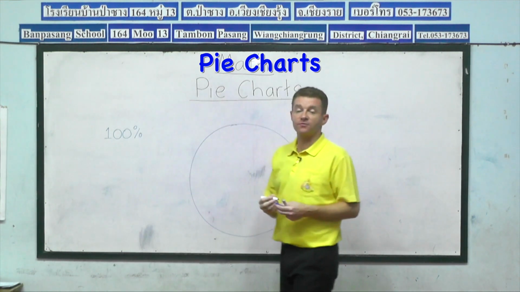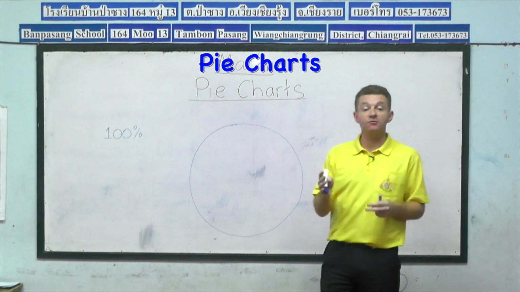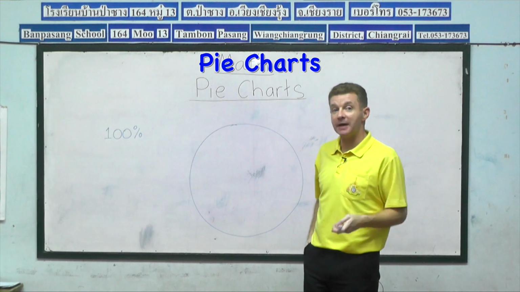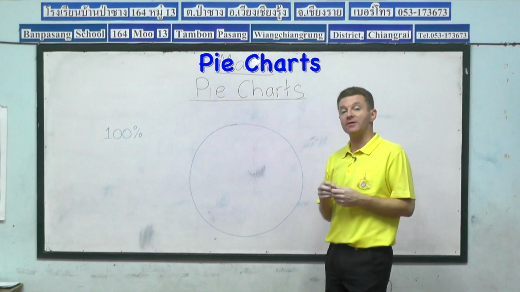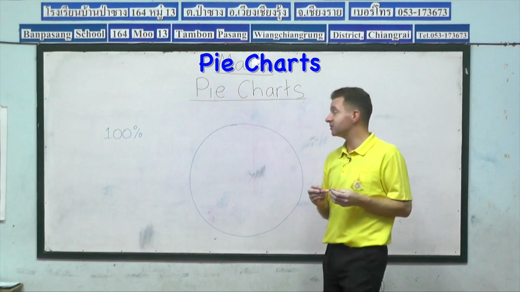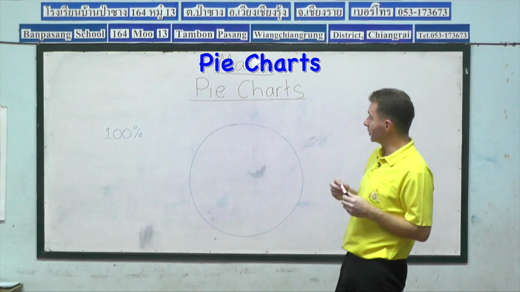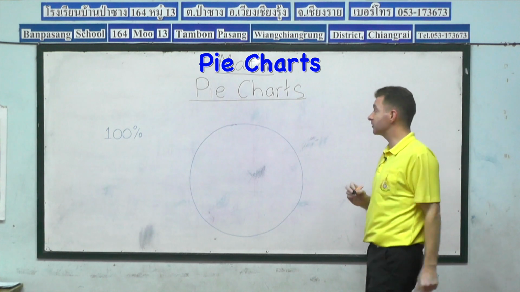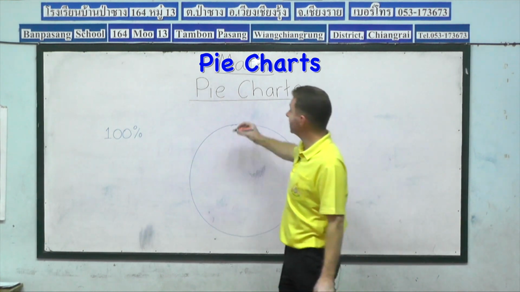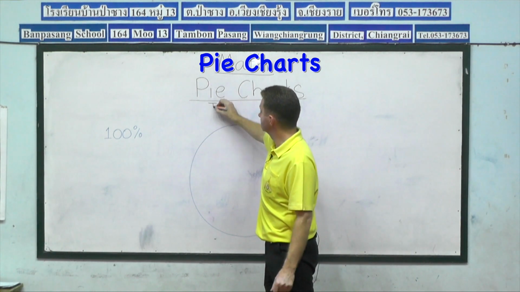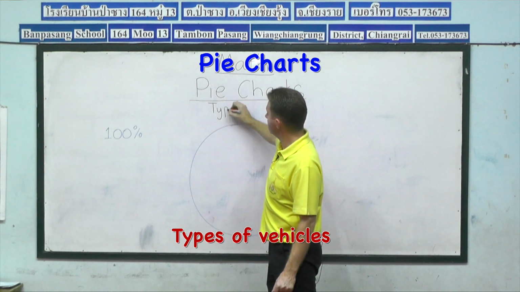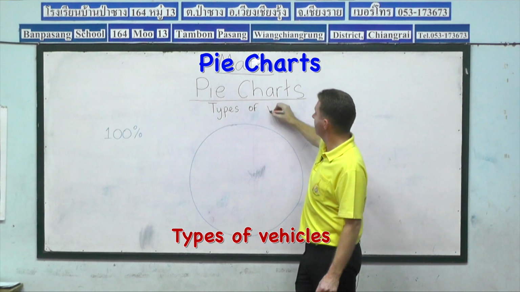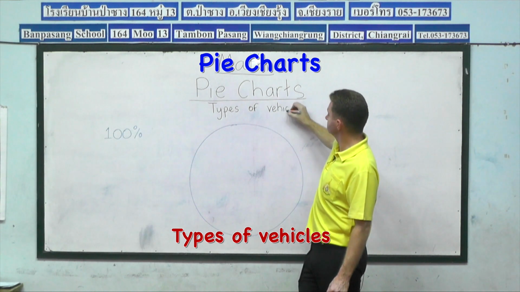And what I'm going to do now is a board demonstration for my students to demonstrate their understanding of pie charts by answering the questions based on the information that I give. So the first thing we need to do is give our pie chart a title. Now the title of this pie chart is Types of Vehicles. T-Y-P-E-S of vehicles.